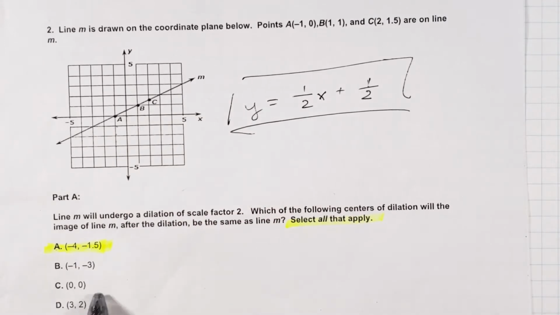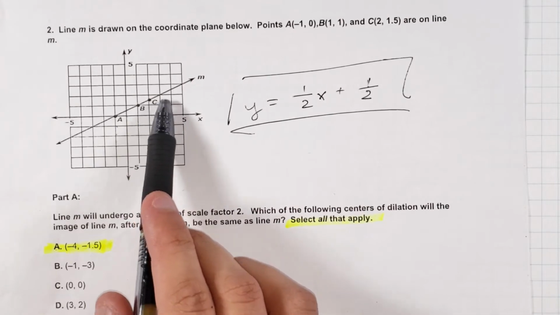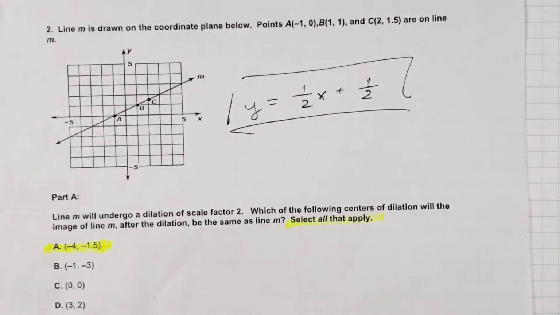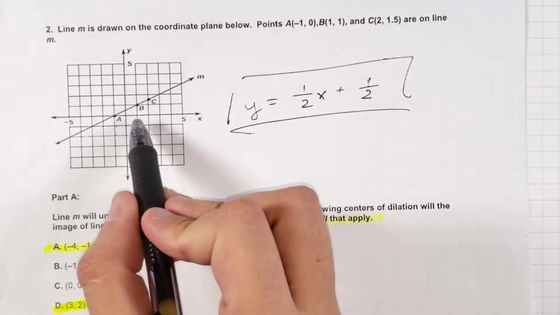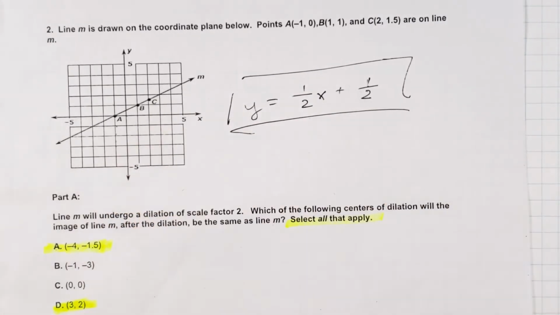So now we have (3, 2). So we go over 3, 1, 2, 3, up 2, 1, 2, and yeah, you can see it right here. Okay, so we'll select letter D as one of our answers. And the last one is (4, 2.5), over 4, up 2.5. 1, 2, 3, 4, 1, 2, 2.5. So yeah, that one works also. All right, counting squares can be pretty quick and pretty efficient on tests if it works out.